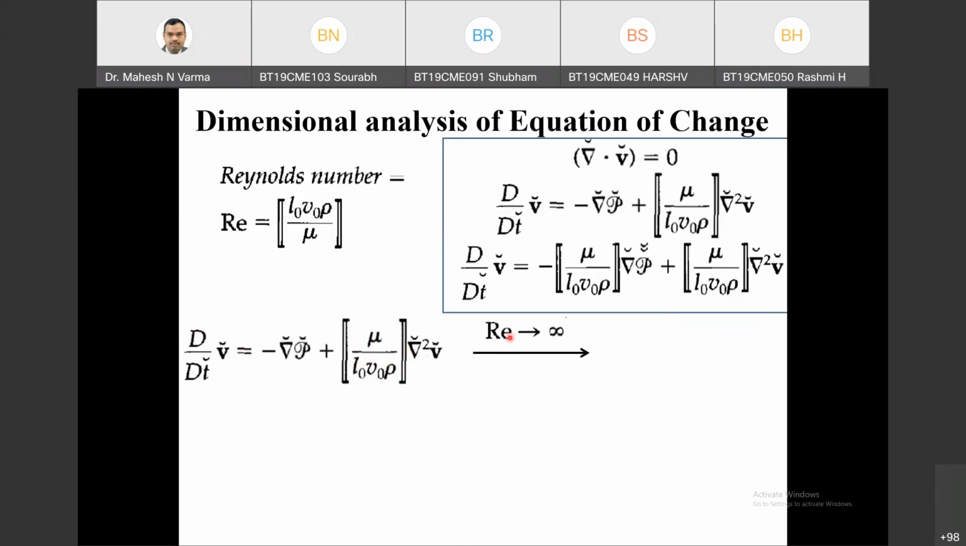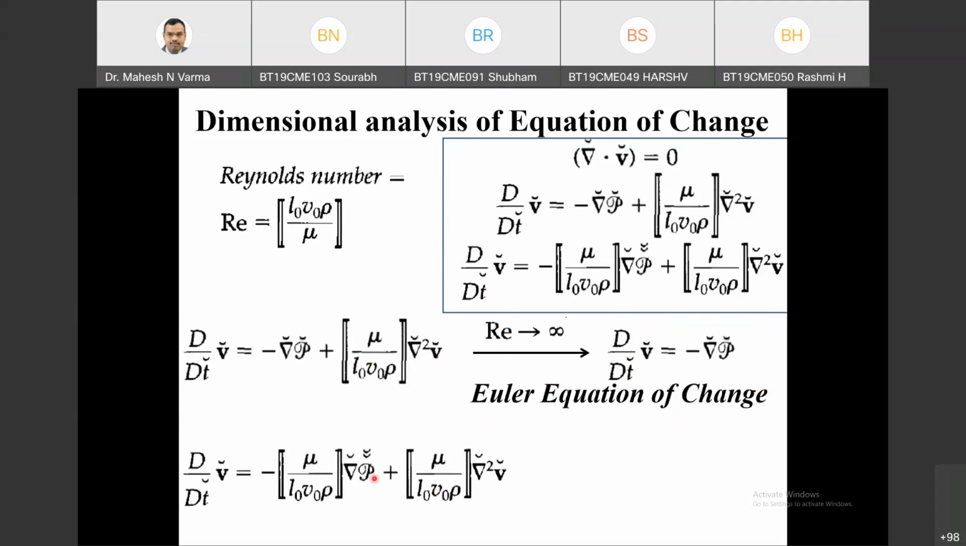Now if Re equals infinity, what will you get? You will get this term equals 0. Viscous forces are neglected, and this equation will change down to this form for Re equals infinity. So this is called the Euler equation of change. Based on the situation, we can start with this Euler equation, a simplified form of the equation of change, and solve the problem.